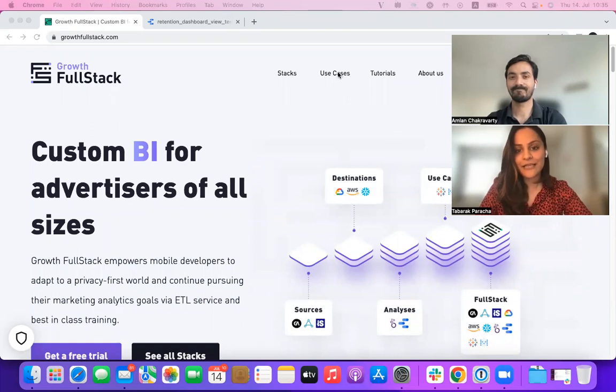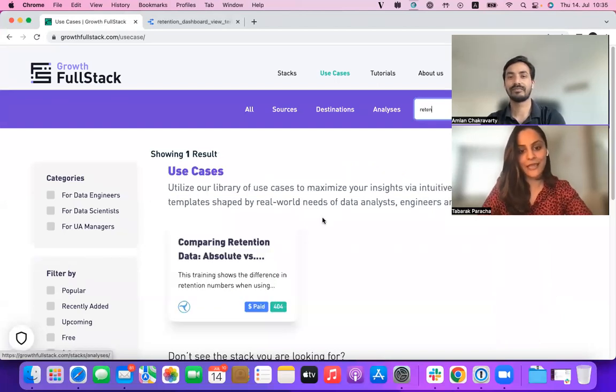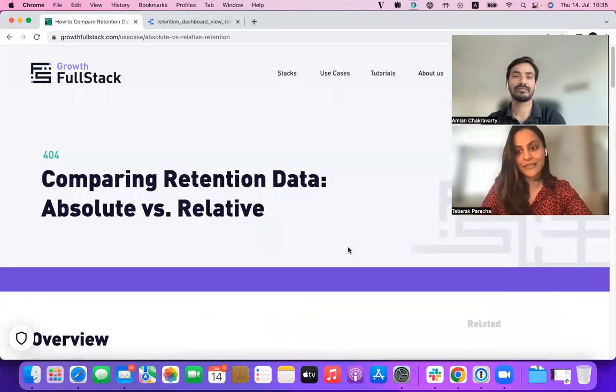So if you haven't already had a chance, here's how you can get to the use case. You can log on to our website, growthfullstack.com, hover over to use cases, type in retention, and it will pop up. So Amlan, thank you for being here today. And let's just dive right into your first question.